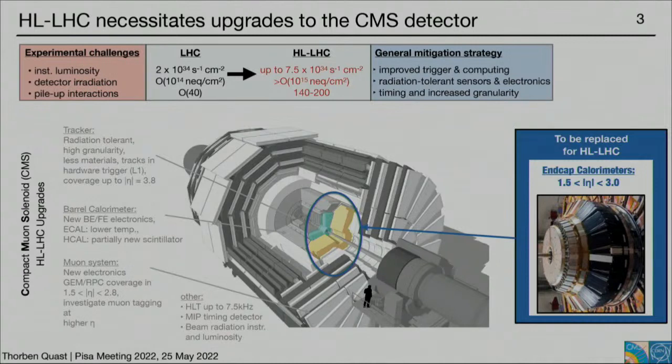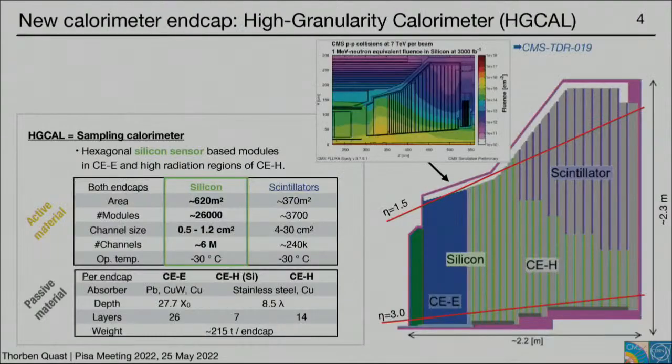Looking at CMS, there are many upgrades foreseen before High Luminosity LHC, and we heard yesterday from Alessandro about the tracker. There are also more upgrades, for instance, the barrel calorimeter, the muon system and others. For instance, that is supposed to become a timing detector, for which I've seen a poster. And what's going to happen with the endcap calorimeters? This is something very drastic, because the existing endcap calorimeters will really be taken off with the saw and will be replaced with something completely new. And this completely new is this fantastic high granularity calorimeter.